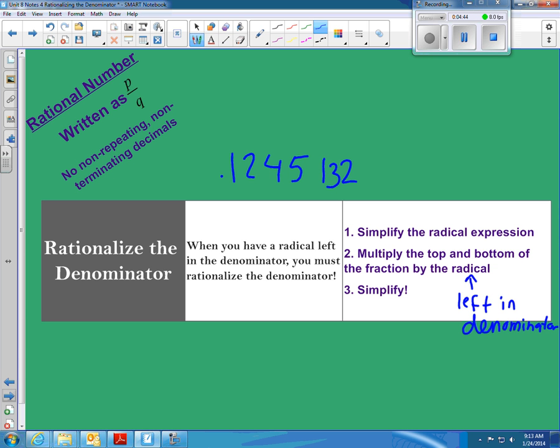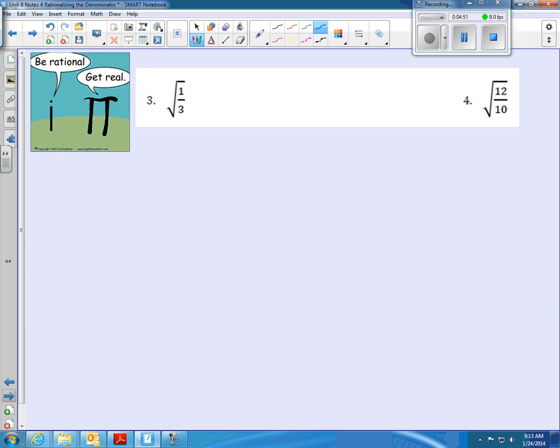And then you're going to simplify again. So we simplify, we rationalize, we simplify. It sounds kind of funny, but let's look at it. Okay, 1/3. Can I simplify anything there? Let's just think about it as square root of 1 over square root of 3. None of those are perfect, so none of those can be simplified.